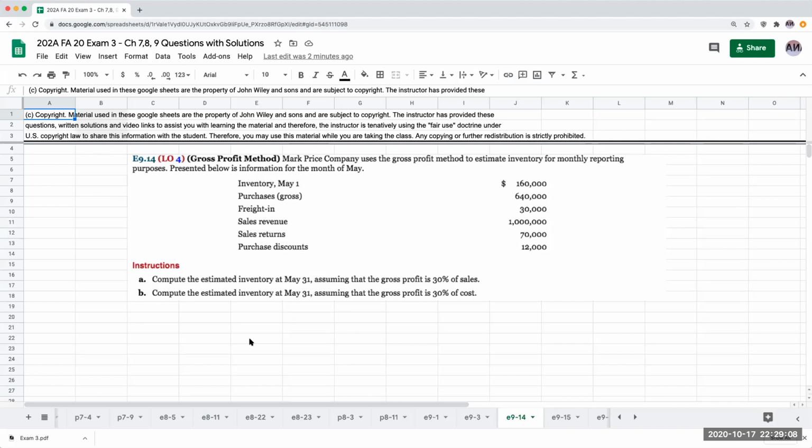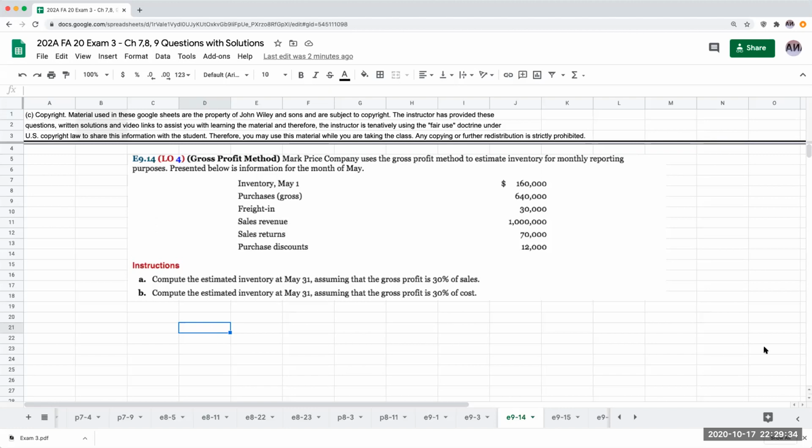This is the gross profit method. This is essentially a way that we're trying to go through and estimate what our inventory is at month end. This is a way we can do it relatively easily. So here we go. What we're going to do first is say, over here, what was the cost of the inventory on our books.